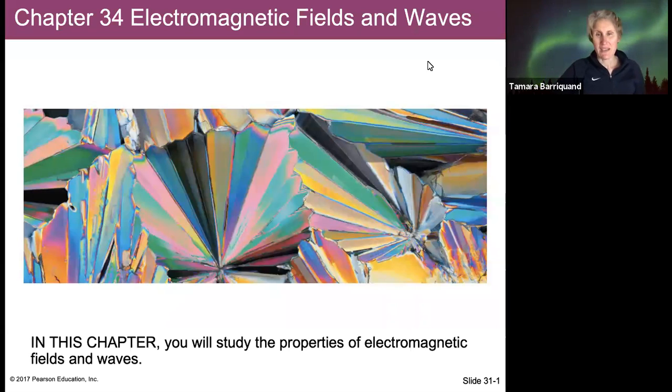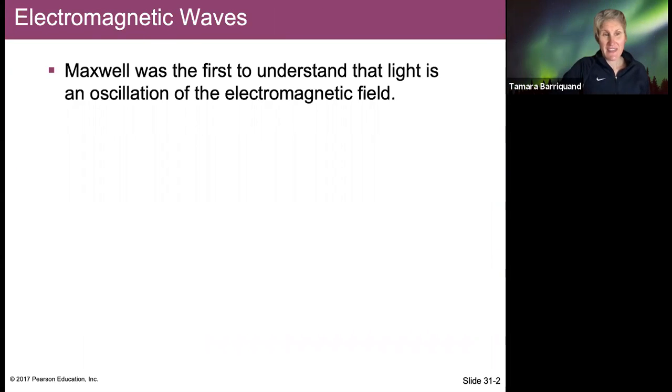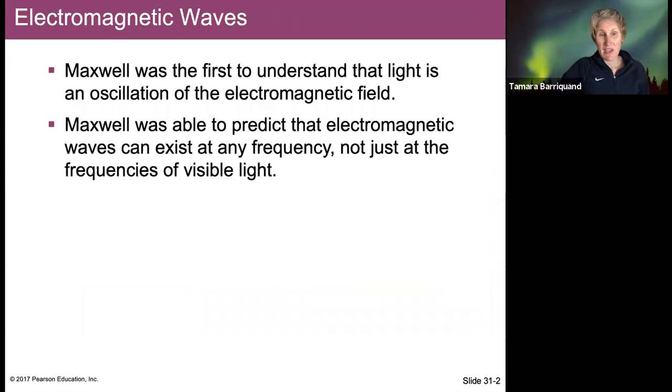Hello, welcome back. We have been talking about Maxwell's equations, and we saw that Maxwell's equations are a synthesis of all electromagnetic phenomena. And now we're going to see how those equations can be applied to electromagnetic waves. Maxwell was the first to understand that light is an oscillation of the electromagnetic field. Maxwell was able to predict that electromagnetic waves can exist at any frequency, not just the frequencies of visible light. What that means is that we have a full spectrum known as the electromagnetic spectrum.